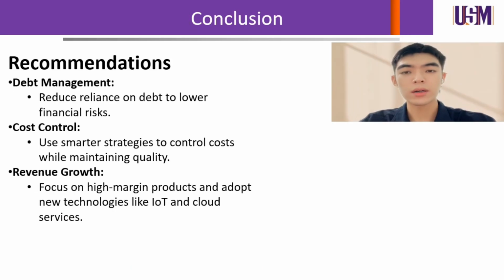So for the conclusion part, let's say what can Cellcom Digi do? They need to manage their debt better to lower financial risks, and they should also find smarter ways to control the costs without hurting service quality. On the revenue side, focusing on high-profit products and using new technology like IoT and cloud services will help them grow.